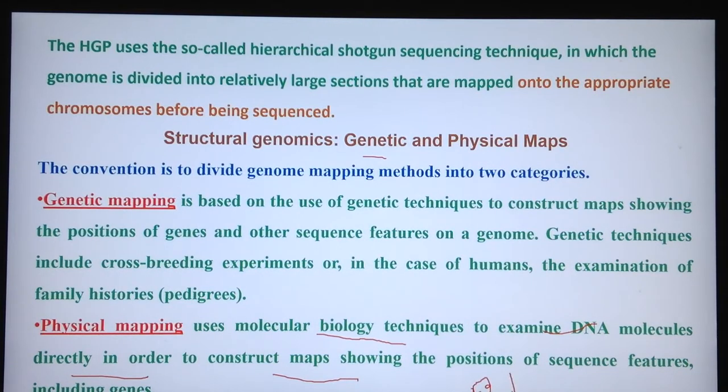So this is base to base sequence characterization of the DNA, that is part of the physical mapping. And genetic mapping basically uses genetic techniques to construct maps showing the position of the genes and other sequence features on the genome. It relies on cross breeding experiments or examination of pedigree, and it uses linkage maps and crossing over for understanding the genetic locations and genetic distance between the two genes which we are studying.